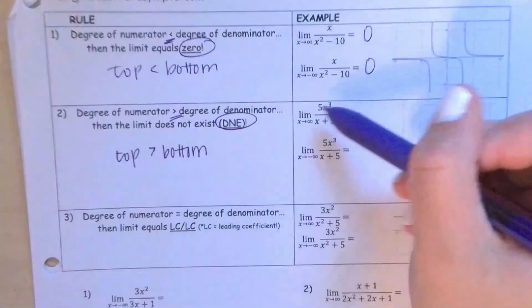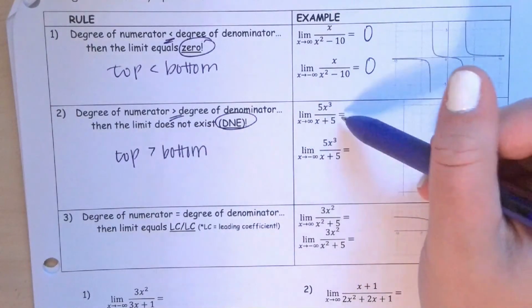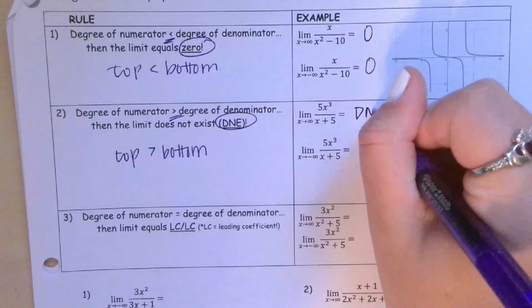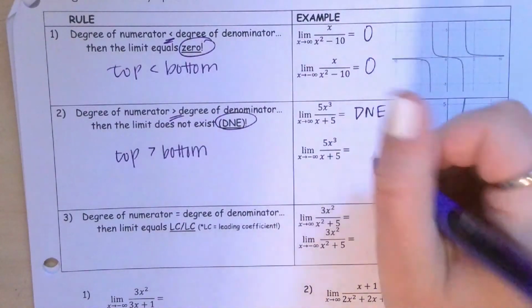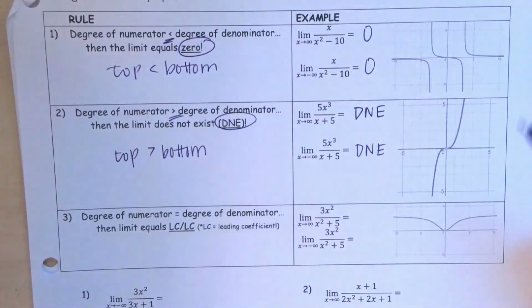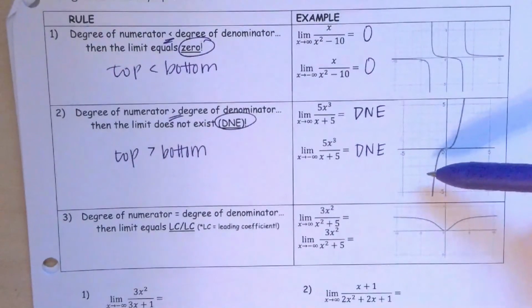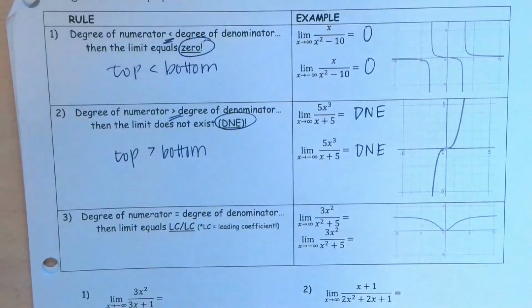So if we look at this one, since we have an x cubed up top and just an x to the first down here, this means our limit does not exist. And then the same thing right here, because it's the same function. When we look at the graph, as x goes towards positive infinity, our function's not stopping. It's going to go on and on and on. Same thing this way, as x goes towards negative infinity, nothing stopping.